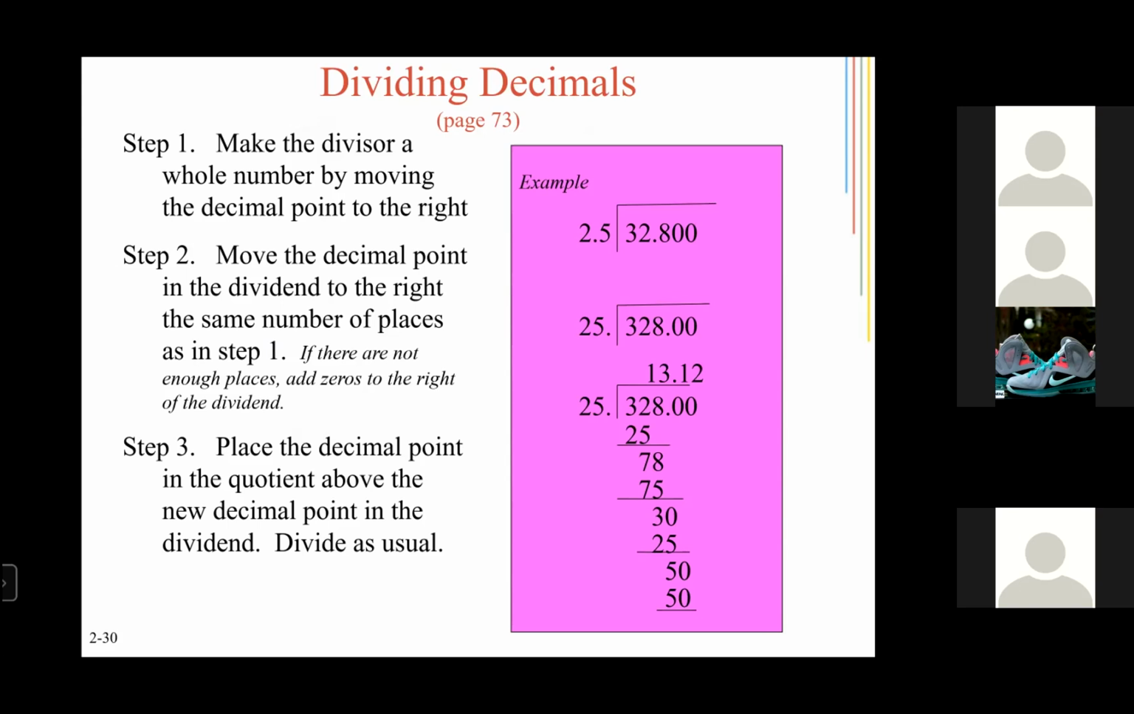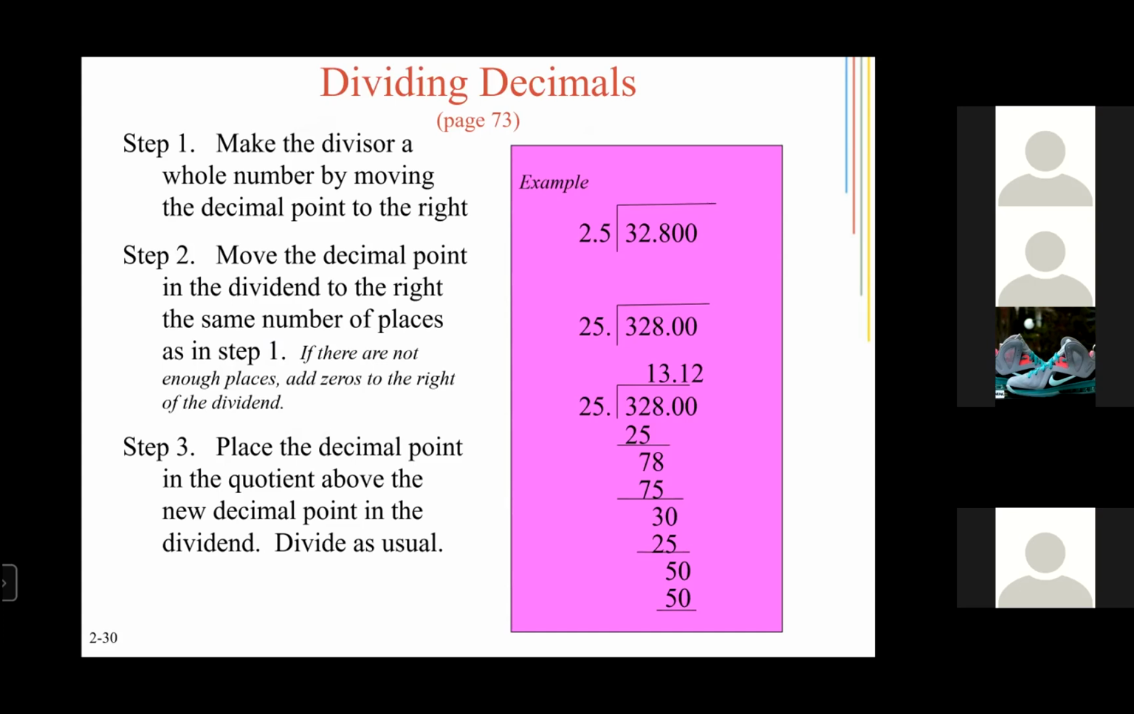The divisor is 2.5. We want to, yeah, I guess, I don't know. Because you want to have it consistent on both sides. I don't know. Which one is easier to divide by, 2.5 or 25?